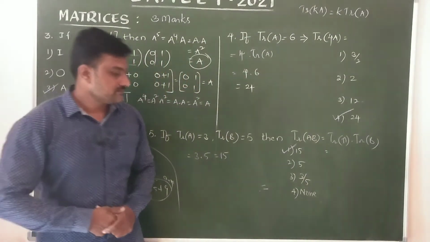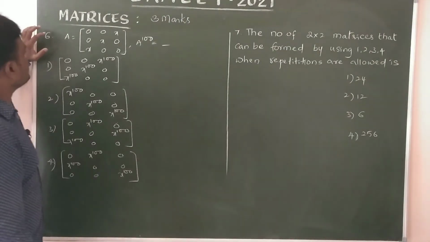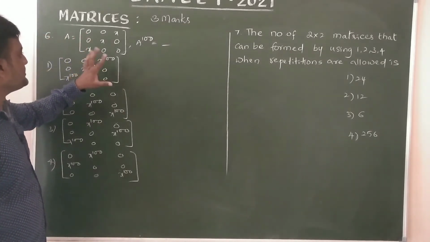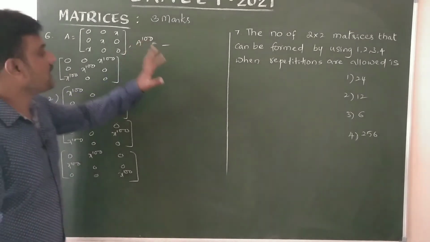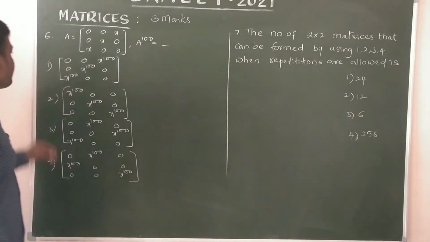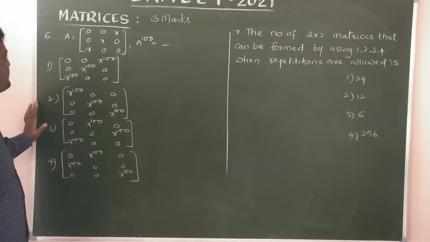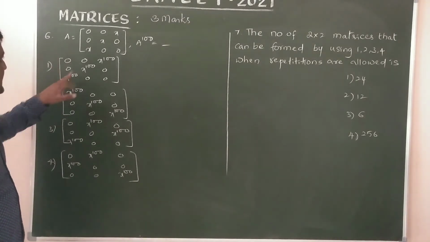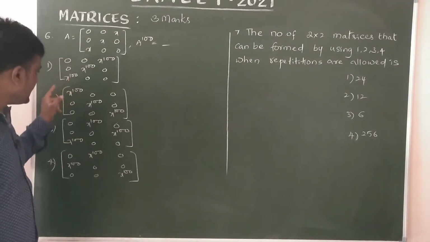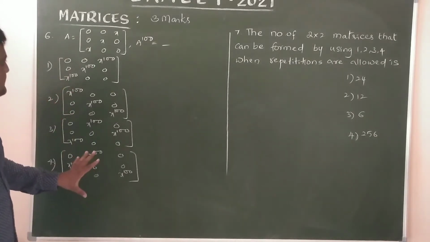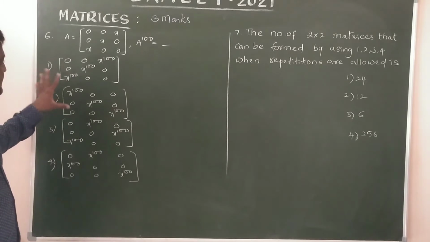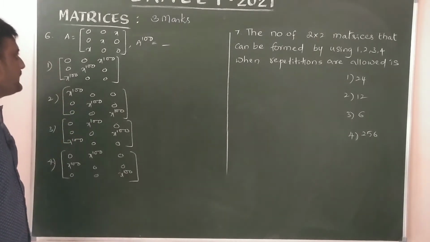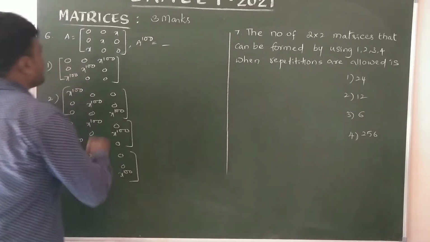The problem 6.1 is, if A equals the matrix 0 0 x, 0 x 0, x 0 0, then what about A power 100? The options are here. All are observed: in the place of x, some places have x replaced by x power 100. Just places are different. Every matrix has 3 x power 100s. Yes or no? Okay, let us go with the problem.